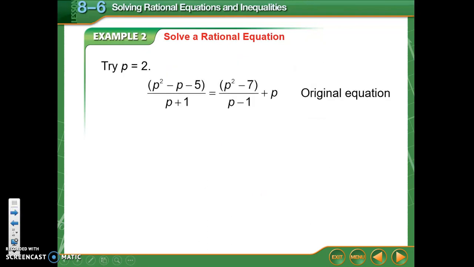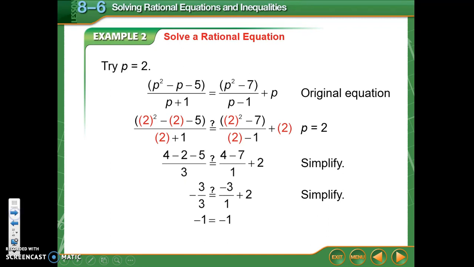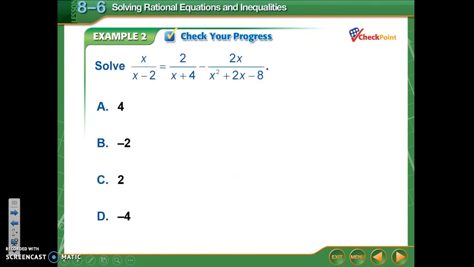Now I'm going to try positive 2. Put the positive 2 in for all of the p's. Again, this is something you would have to do on a problem. And this time I end up with something that also works. So in this particular case, all 3 of my options are true. All 3 of them work. I have 3 solutions for this equation. Okay, here is one for you to try.